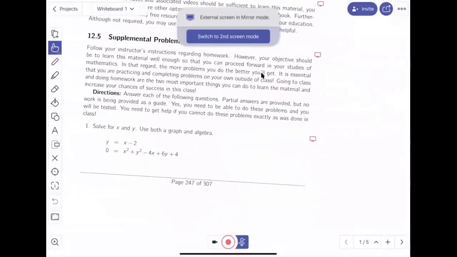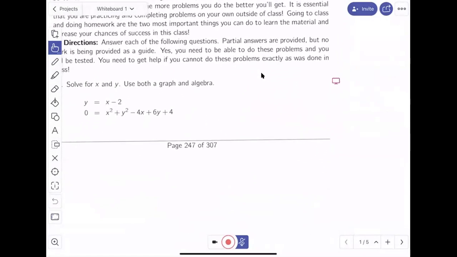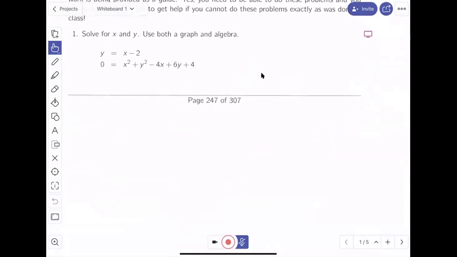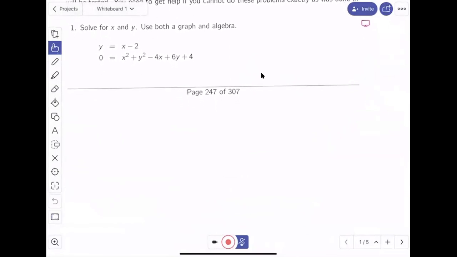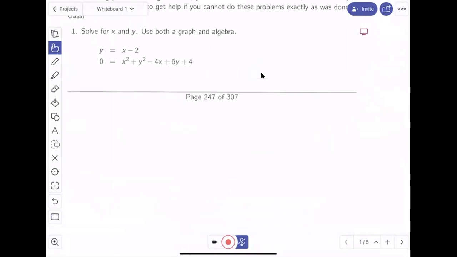All right, we're doing problem number 1. Solve for x and y, use both graph and algebra. Well, I'm going to use algebra first because I prefer algebra. By that I mean I can do algebra pretty quickly. However, graphs can be really helpful. So for the algebra, I'm going to make a substitution. I'm going to simply look at this and substitute.